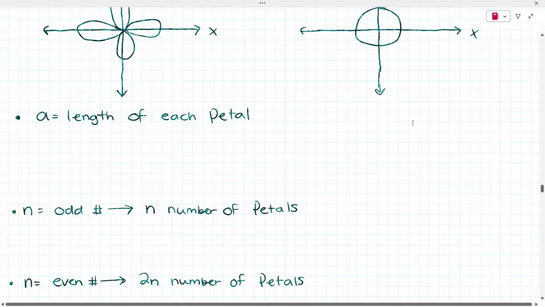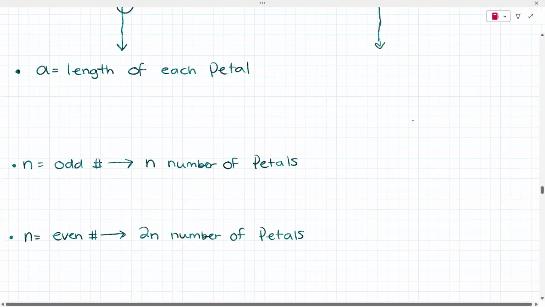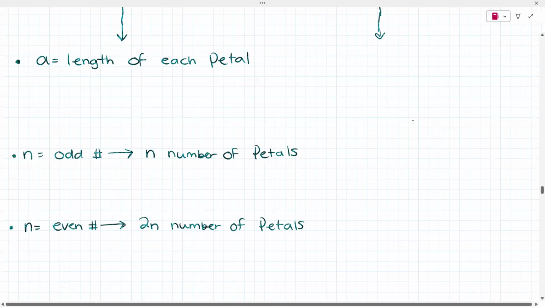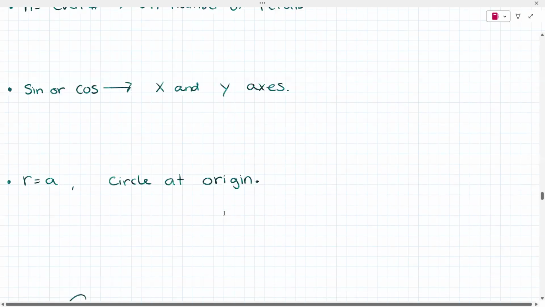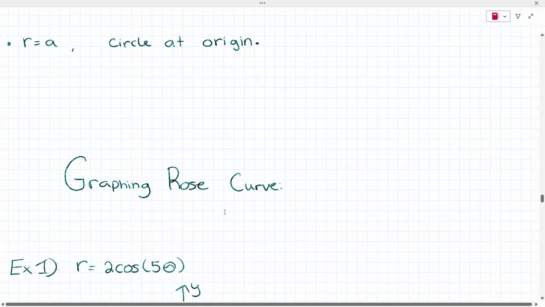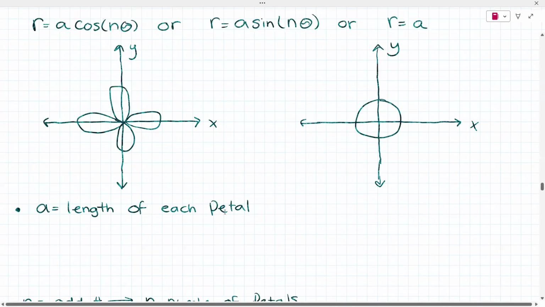And then n is equal to the number of petals if it is an odd number. And if your n is an even number, it would be 2n petals. And then sine or cosine is on the x and y axis. And then r equals a is a circle at the origin. Okay.